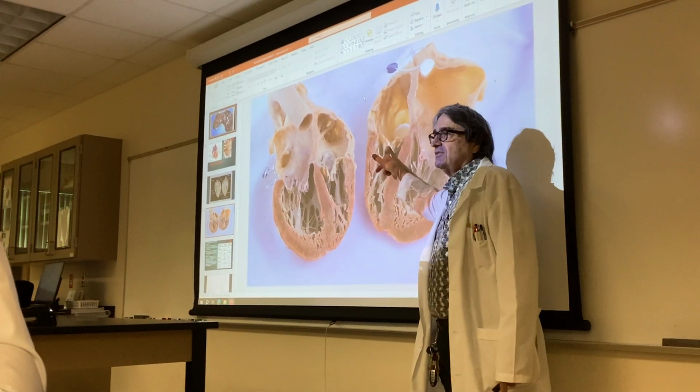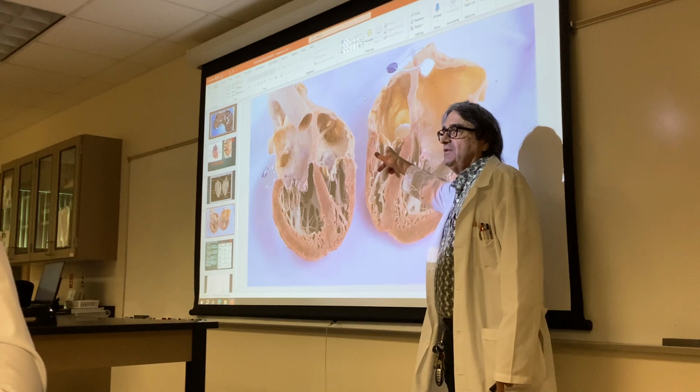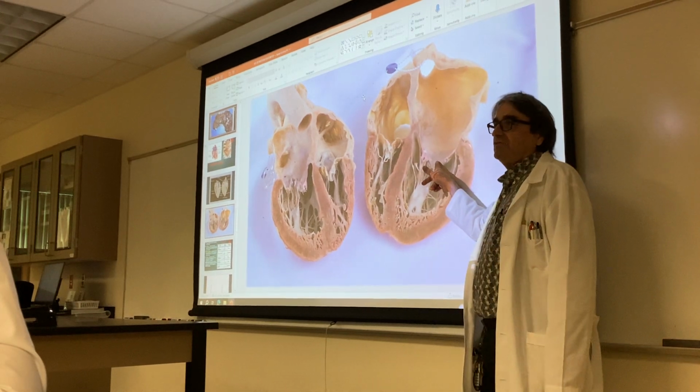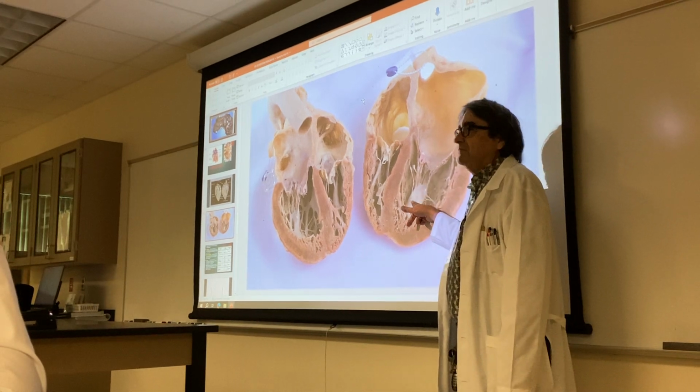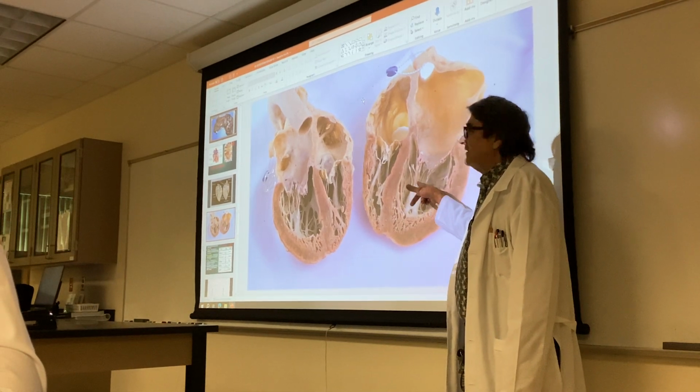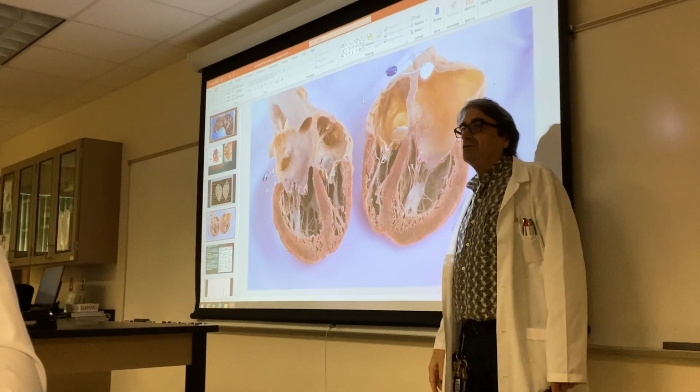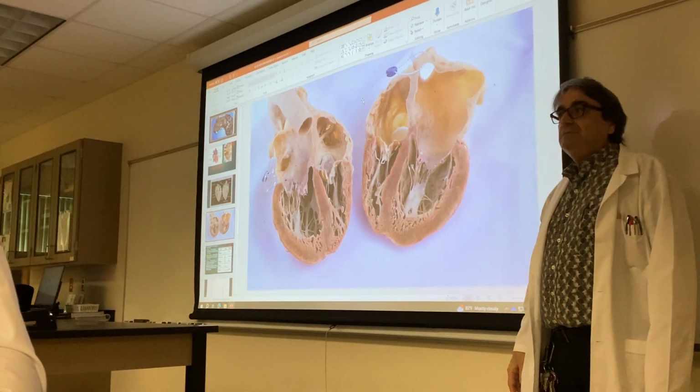It's the right side, so what's that? It's the valve on the right side, the tricuspid valve. What's that? It's the valve on the left side, so that's bicuspid or mitral. What are these? These are the papillary muscles. What are these cords here? Chordae tendineae. There you go. You got it all. Okay?